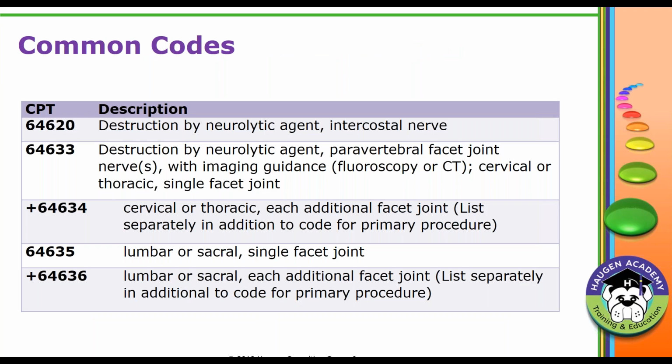So here are some of the common codes. These are broken up by location. You'll see our first one is for intercostal nerves, and then we go into the paravertebral facet joint nerves. This is with image guidance, and the first one is for thoracic or cervical. That's going to be the single facet joint, and then we have the add-on code for each additional. Then 64635 is that same code, but for lumbar or sacral. This is the single, and then the add-on for each additional facet joint for the lumbar or sacral.